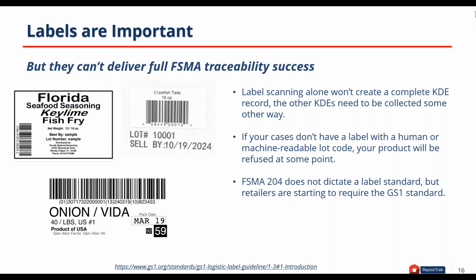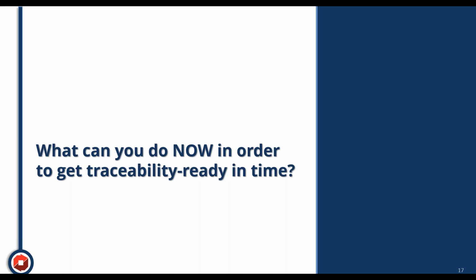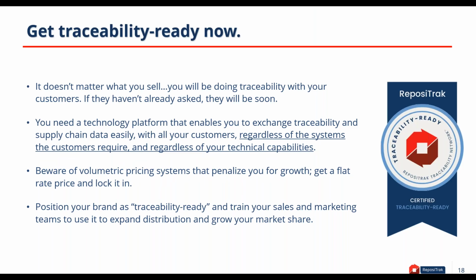And the deadlines for that, by the way, for some of the large retailers are the middle of this year. It's not January of 2026, it's June of 2025. So this is an urgent issue. If you have non-compliant labels, you need to address that. So let's talk about some of the things you can do to take steps to get ready now.